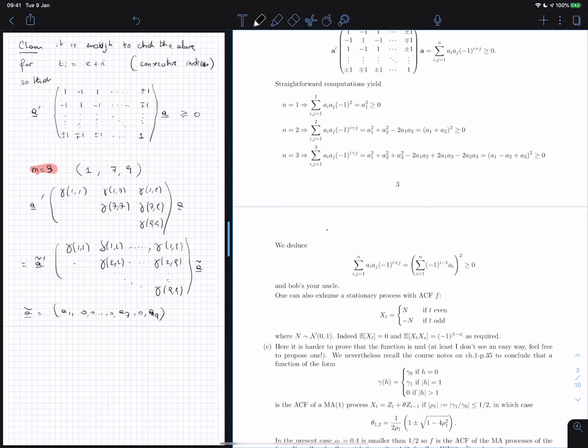So it's going to be what? This is going to be what? It's going to be a. So when i is equal to 1, it's going to be a1 minus a2. I think we can write it like this.